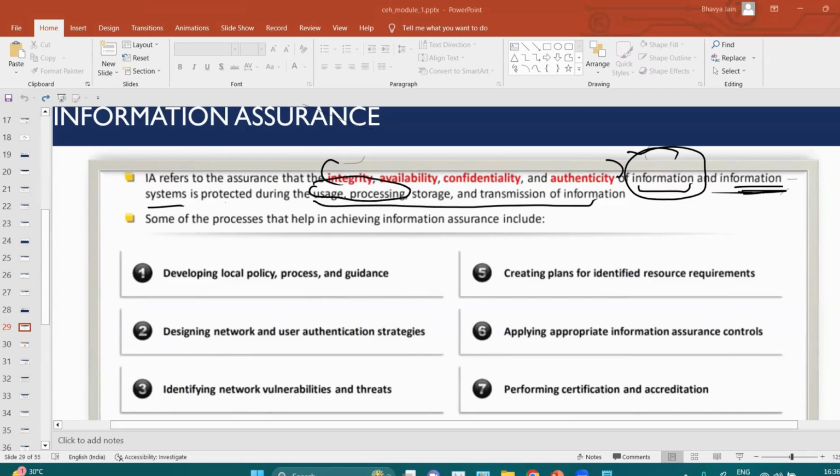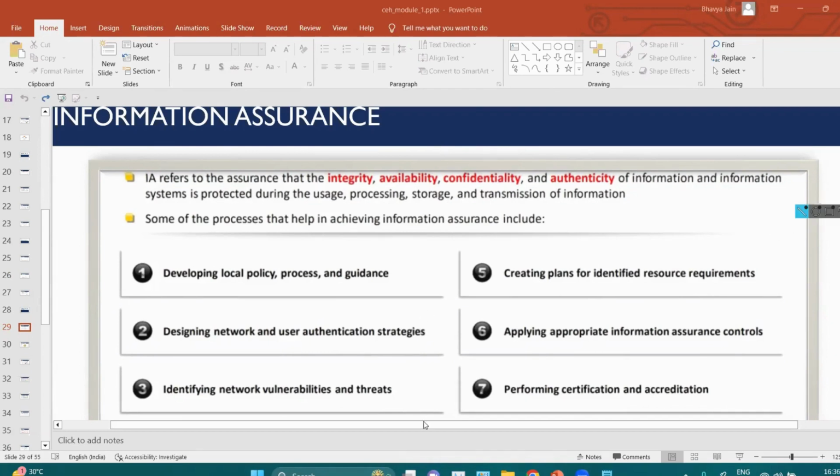Okay. We are applying these pillars while the data is in processing or usage, while data is in storage, or while the data is in transmission from one place to another. So that is known as information assurance. And what kind of processes we are applying to achieve this? So first is developing the local policies and guidance.